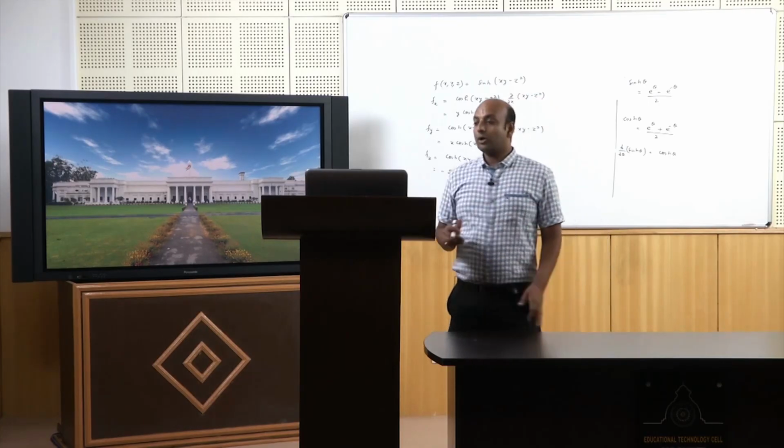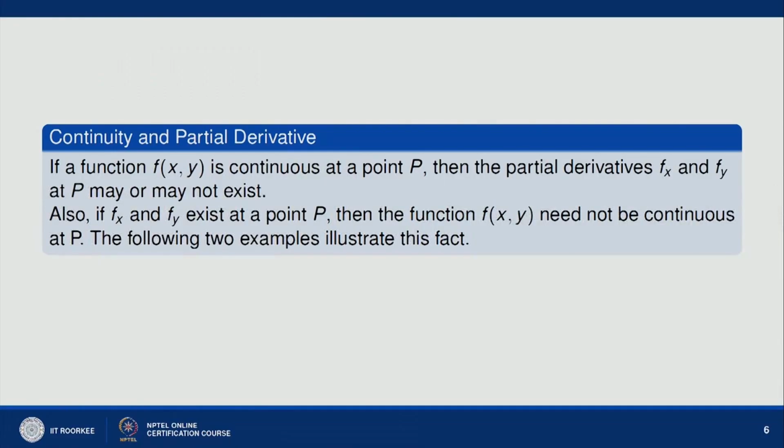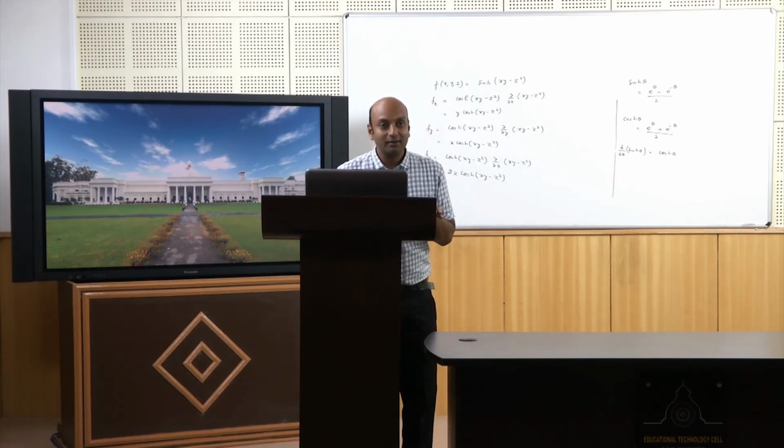Okay. Now, what is the result in multivariable functions? Let us see. If a function f(x,y) is continuous at a point, say p, then the partial derivatives fx and fy at p may or may not exist. Also, if fx and fy exist at a point, then the function f(x,y) need not be continuous at that point. So the existence of partial derivatives does not ensure that a function is continuous at that point.